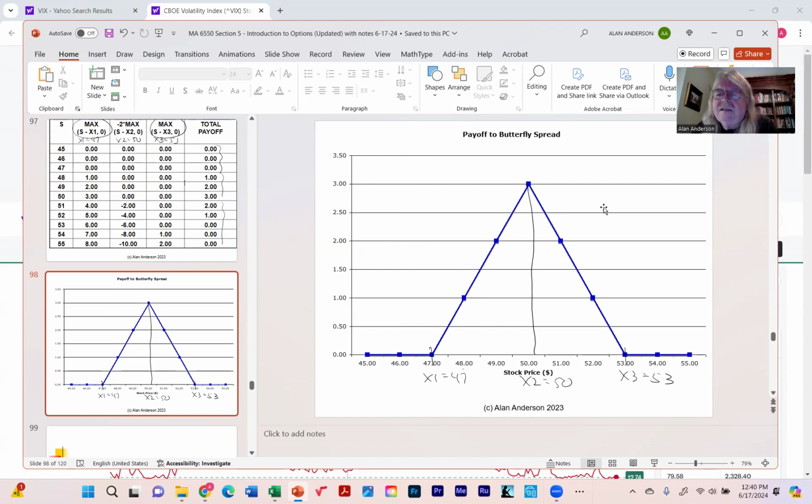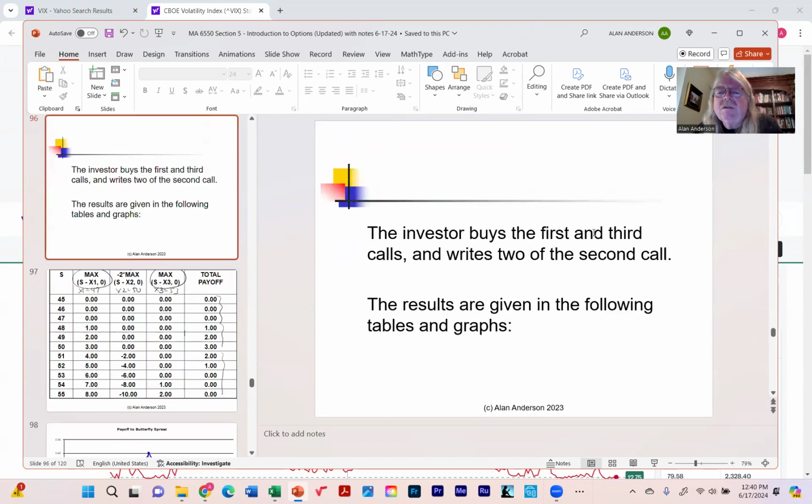Wow, it's like a big tent. Now, why this reminded traders of butterflies, I don't know. Maybe it has wings, who knows? Now, how much did it cost us to buy this position? Let's see.